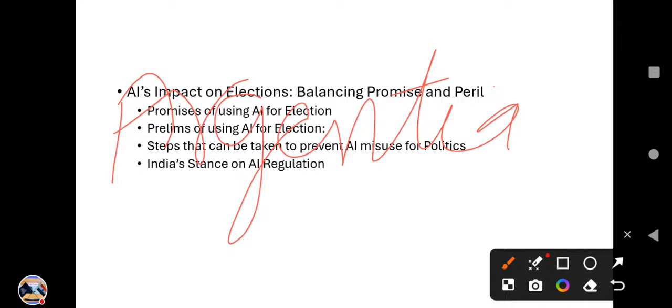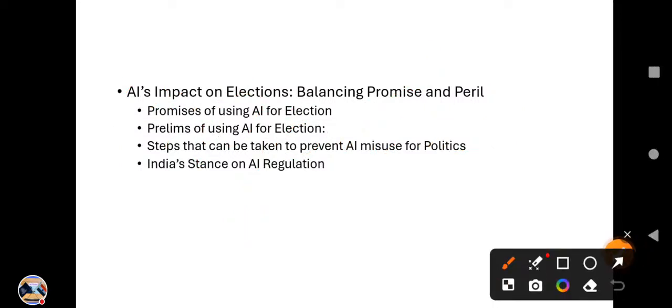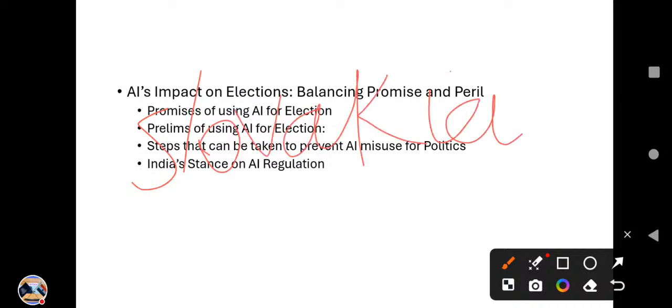Okay, in the case of Slovakia, one example is Slovakia. Okay, Slovakia is a European country. In 2023, before a key election, an audio surfaced online in which a top candidate was heard saying that he had bought the votes of a minority group and that he would tax beer if voted to power.